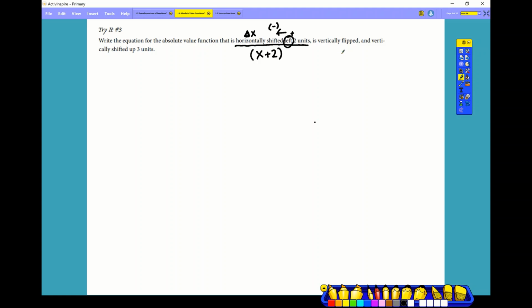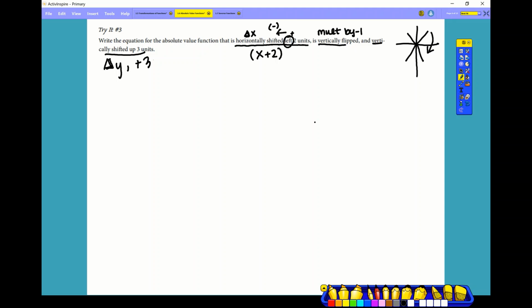It's vertically flipped. So vertically means that instead of this, we now have this. So it flipped vertically. So here that means we're going to multiply the whole thing by -1. And it was vertically shifted up 3 units. That's a change in y. So up 3 units, since it's a change in y, it goes with the sign. So it's going to be plus 3.